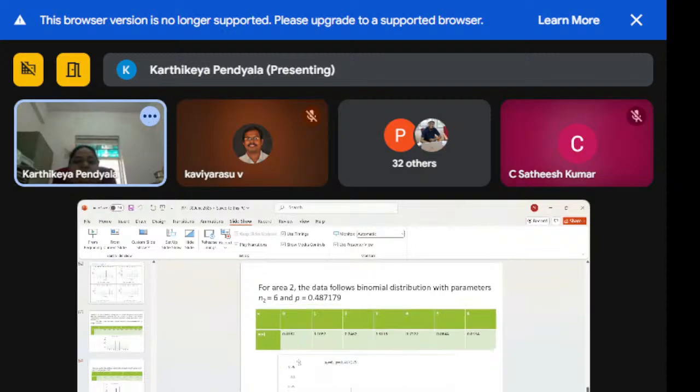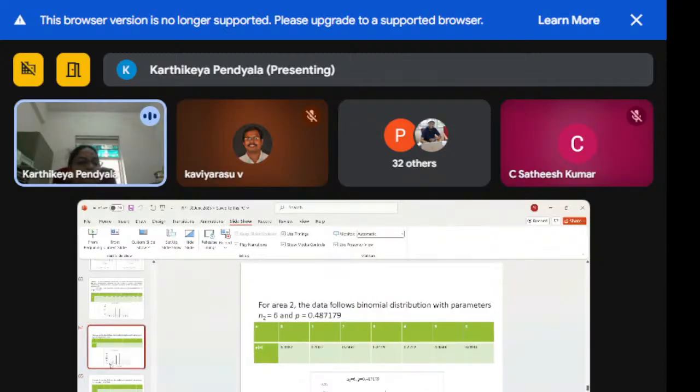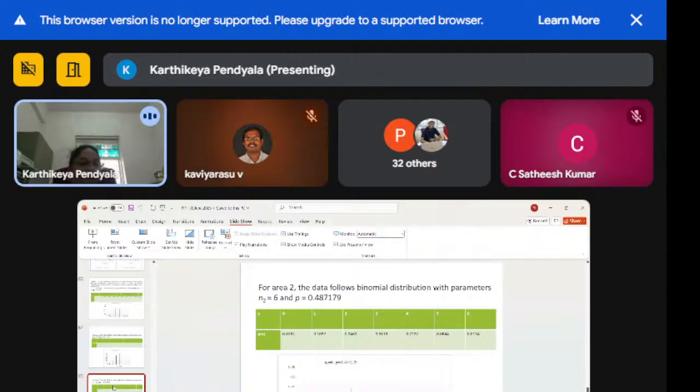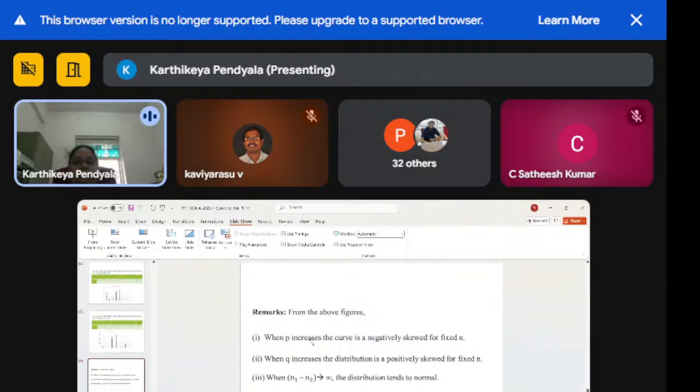And this is for area n2 equal to 6 and p 0.48. And just 1 minute, 0.018. And when p increases, the curve is negatively skewed for fixed n. And when q increases, the distribution is positively skewed for fixed n. When n1 minus n2 tends to infinity, the distribution tends to normal.